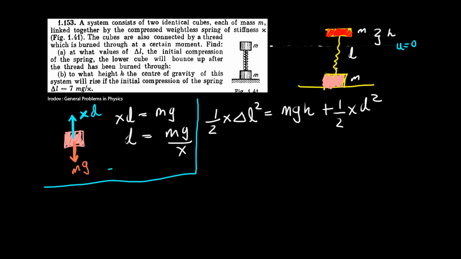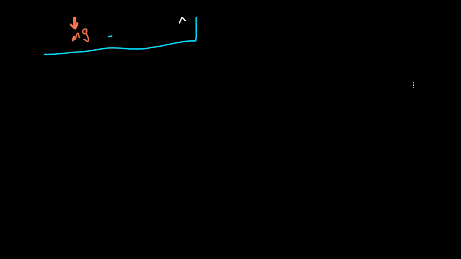Alright, and if I draw a cleaner diagram here, let's say that this is the natural length position of the spring. So initially this block is right here, and finally this block is right here, right? So this spring is compressed and this spring is expanded.